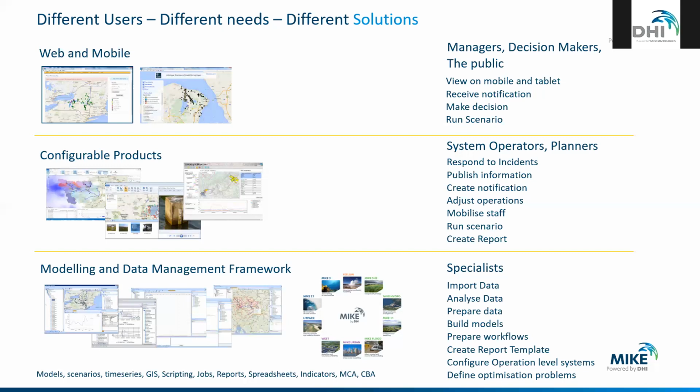And then you can go one step further. You can publish the desktop application as a web page so that you can expose that information and allow input from a greater audience, such as managers, decision makers, and the public. And the system also has a web API. So if you have your own web solution, then you can hook up to Mike Operations through an API and exchange information with your own web solution.